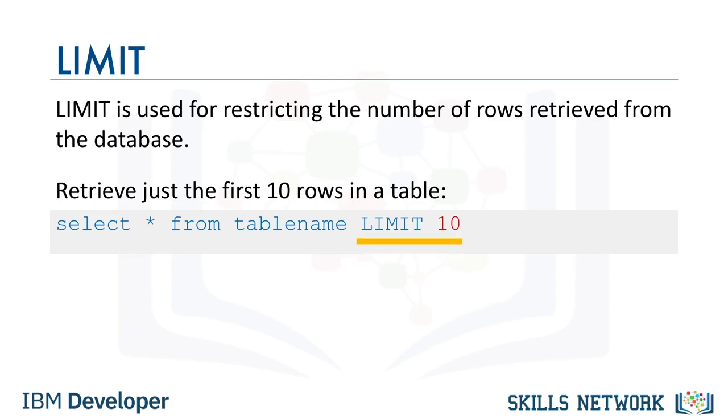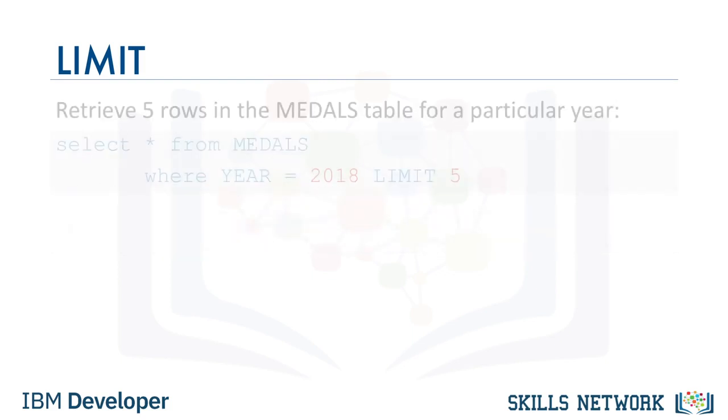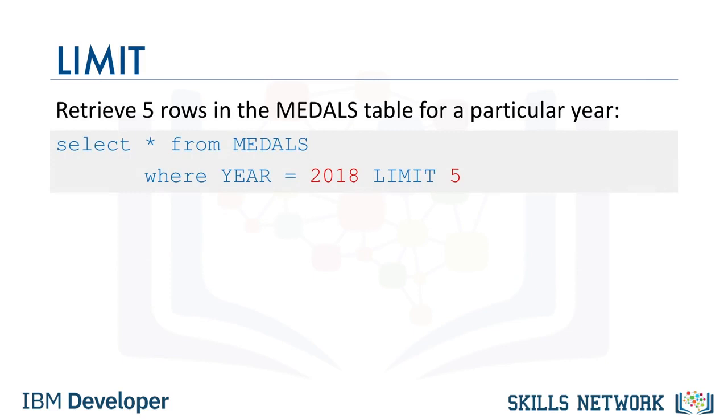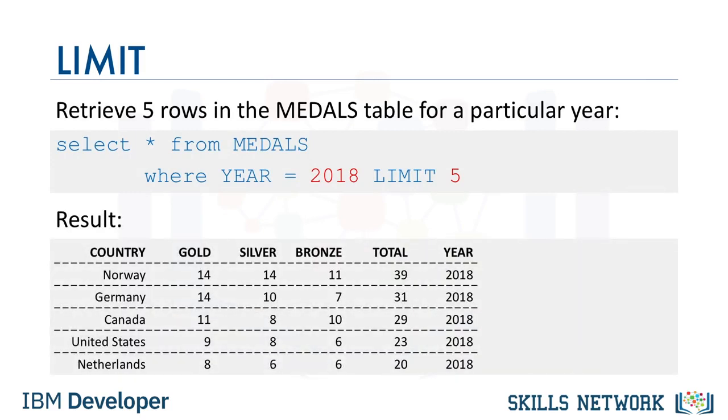This can be very useful to examine the result set by looking at just a few rows instead of retrieving the entire result set, which may be very large. For example, retrieve just a few rows in the medals table for a particular year: SELECT * FROM medals WHERE year = 2018 LIMIT 5.